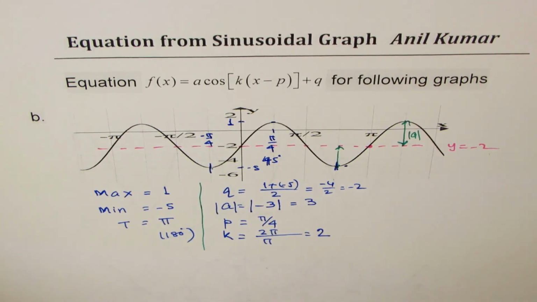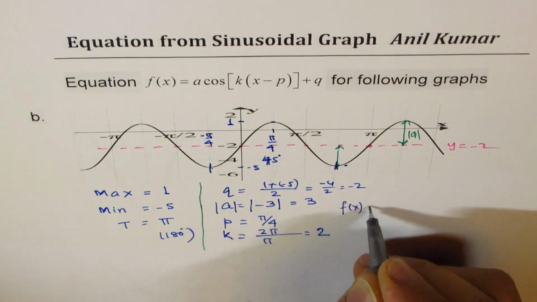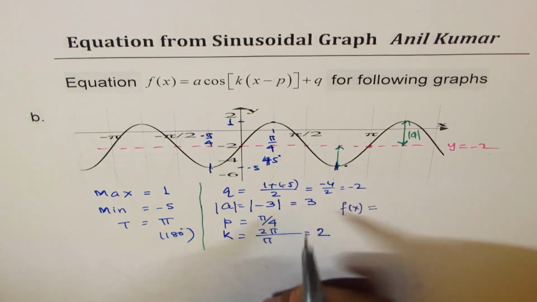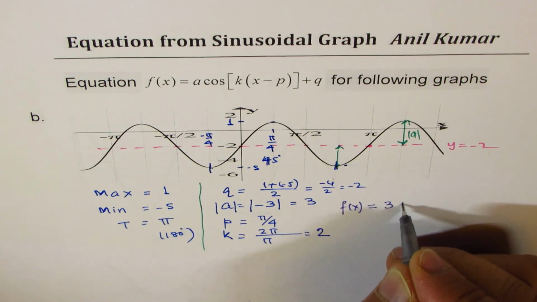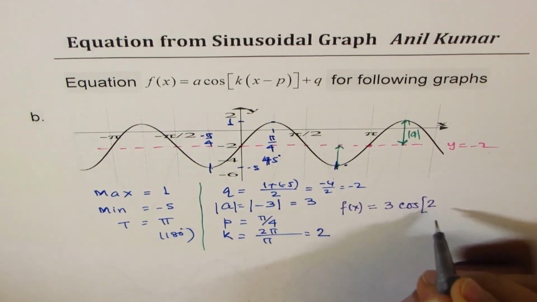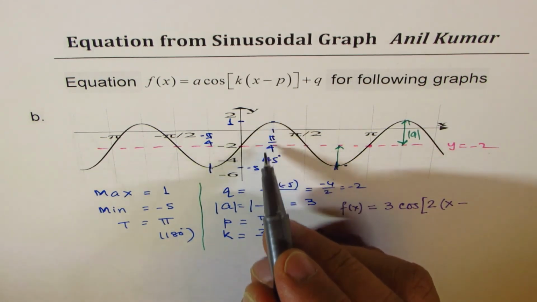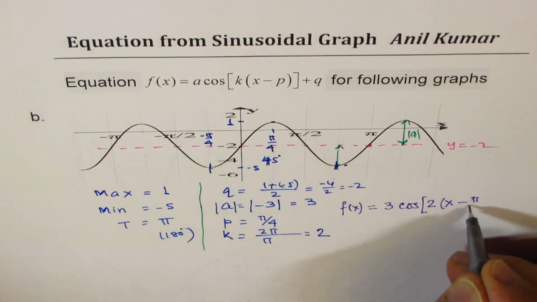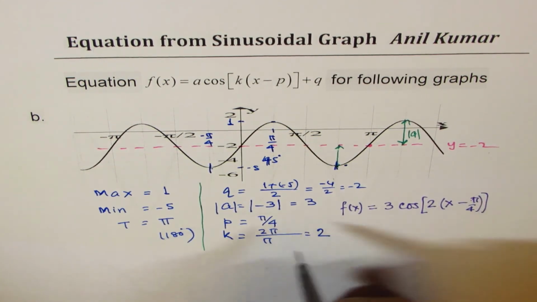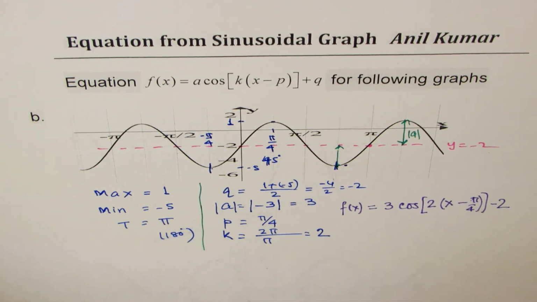Now, based on all this, we can write down our function f of x as equal to amplitude of 3 cos of k value 2, x minus, since it moves right, pi by 4, and it has gone down by 2 units, so minus 2, correct?